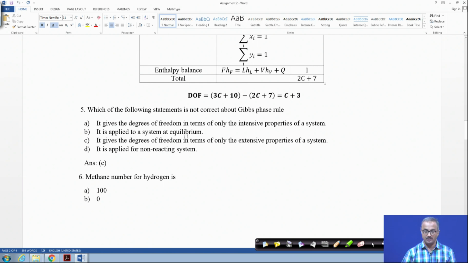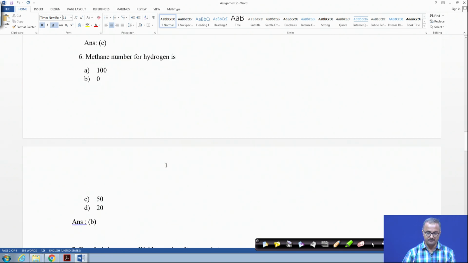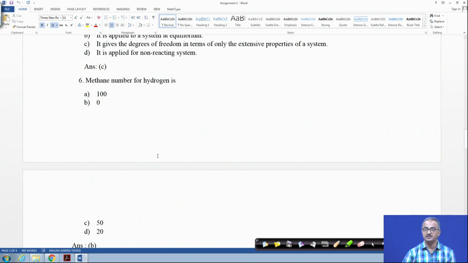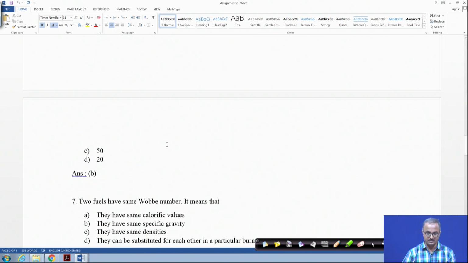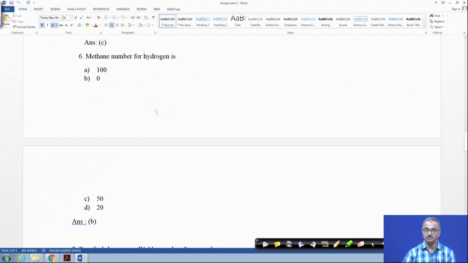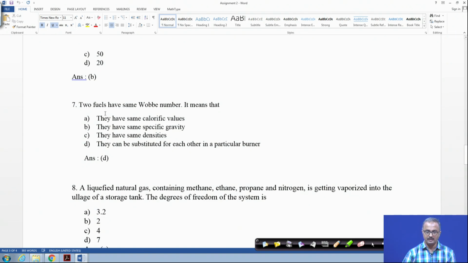Then we also go for the Gibbs phase rule, that is F equals C minus P plus 2. We use that particular formula, and you have to say which statements are not correct for the Gibbs phase rule; please go back to your lecture to answer this question. Then for the methane number, see your lecture notes to find the methane number of hydrogen. It is 0, and it is 100 for pure methane. Then see the definition of Wobbe number and its significance to answer this question on Wobbe number.